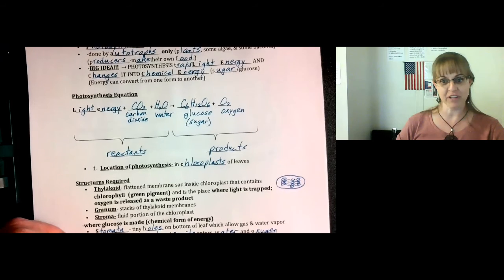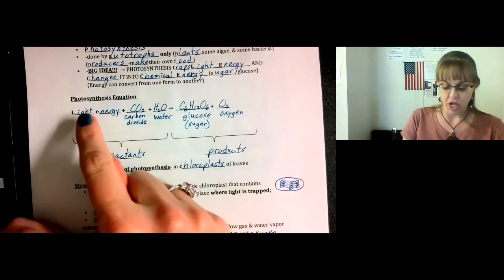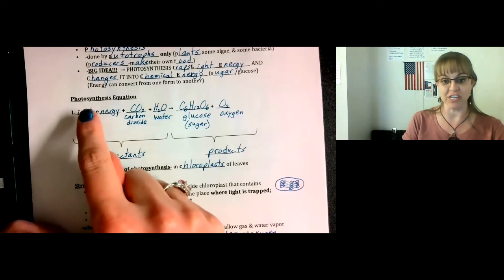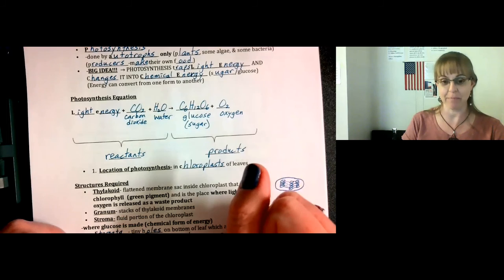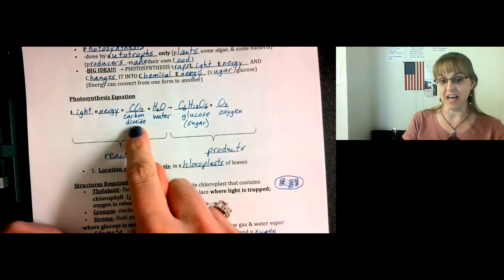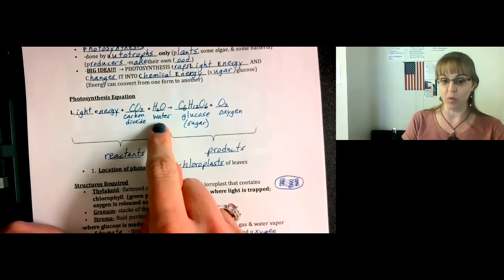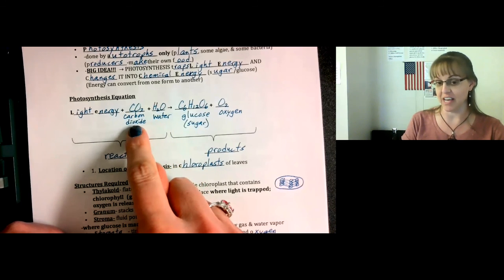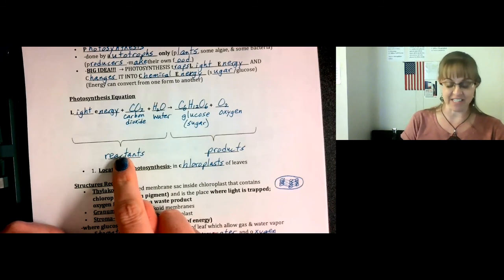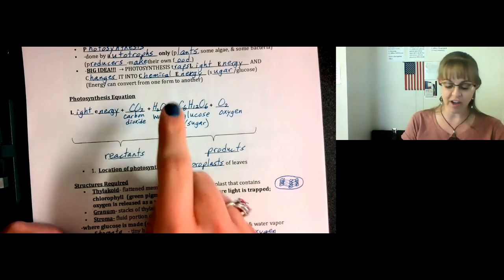So let's look at the formula for photosynthesis. You must have light for photosynthesis to occur. That provides the energy that makes this reaction happen. You also have to take in carbon dioxide and water. Remember, we breathe out carbon dioxide, so plants take it in. And you have to water a plant every week. These are your reactants. Carbon dioxide and water.